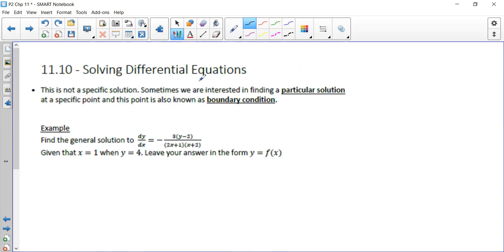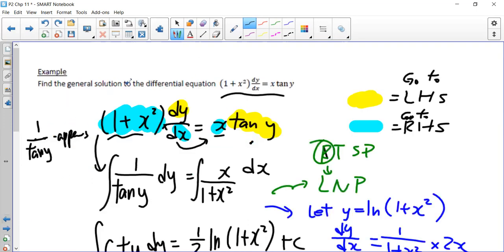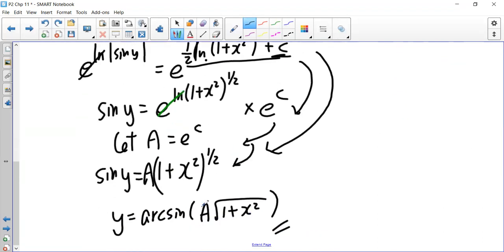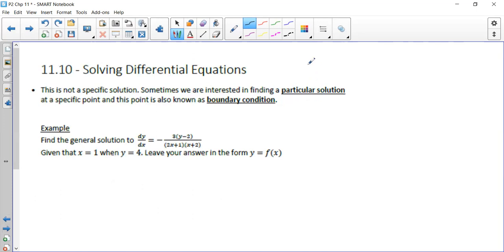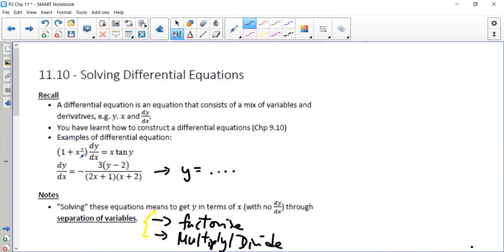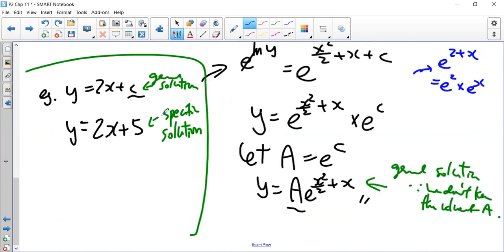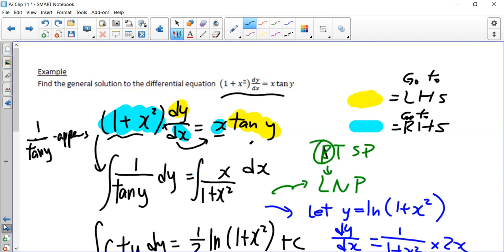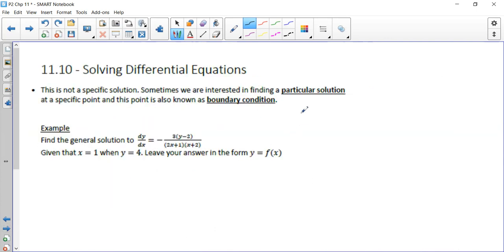Next, this is not a specific solution. I've told you, these are called general solutions. It is a general solution because we don't know the value of A. If we do know the value of A, we call it a particular solution or specific solution. Sometimes people call it that, but the proper way I should have introduced it is particular solution. So where I mentioned specific solution in the previous example, you can also replace it with the words particular solution. Particular solution essentially is like finding out the value of A. We can substitute what we know as a boundary condition.